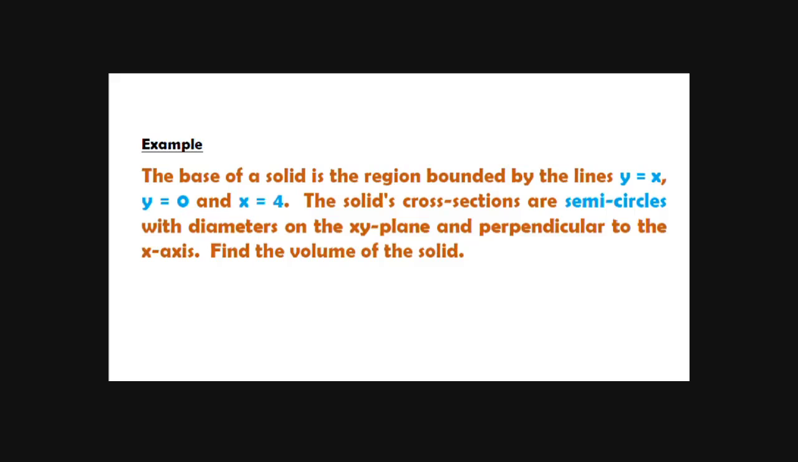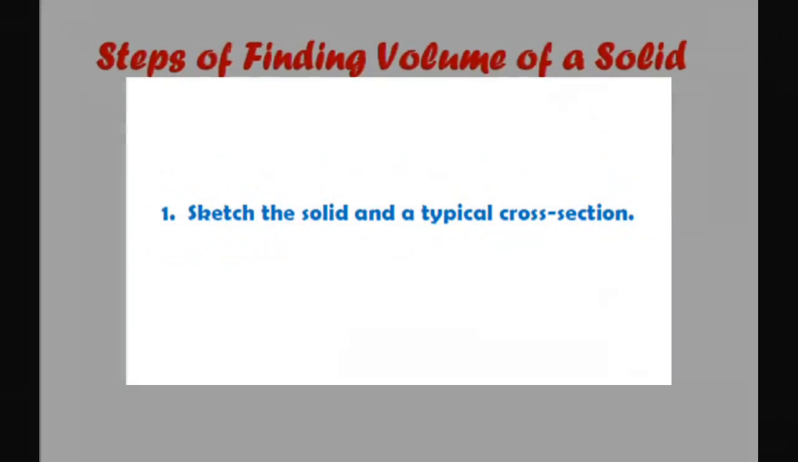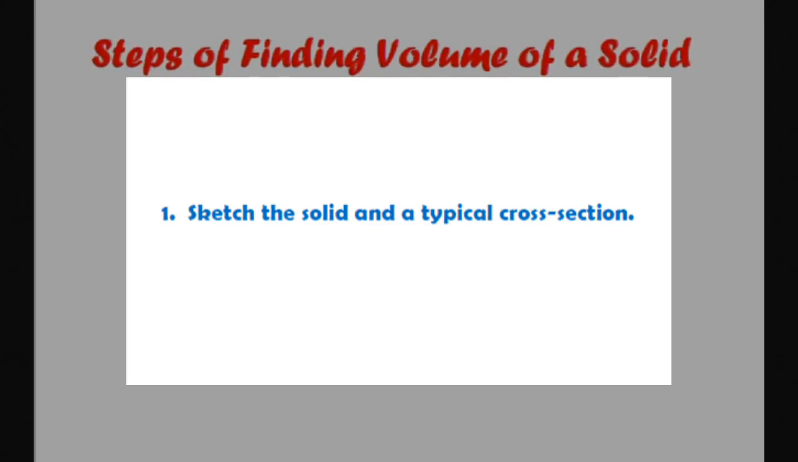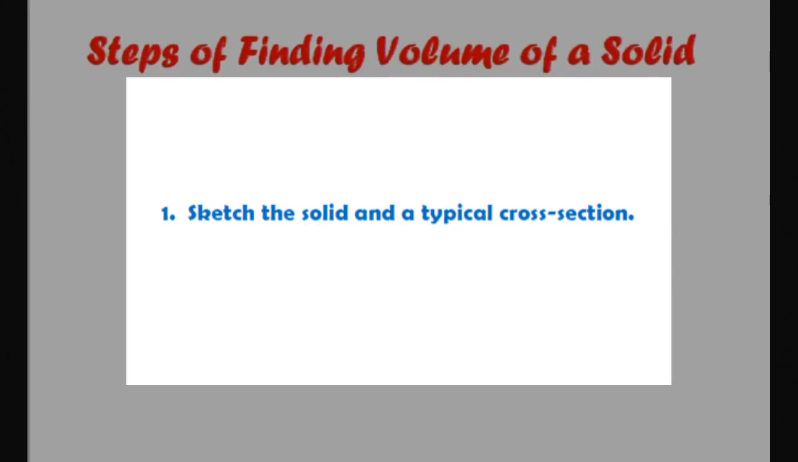So let's work on an example. The base of a solid is the region bounded by the lines y equals x, y equals 0, and x equals 4. The solid's cross sections are semicircles with diameters on the xy plane and perpendicular to the x-axis. Find the volume of the solid. We will go over all the steps of finding the volume of a solid using this example.